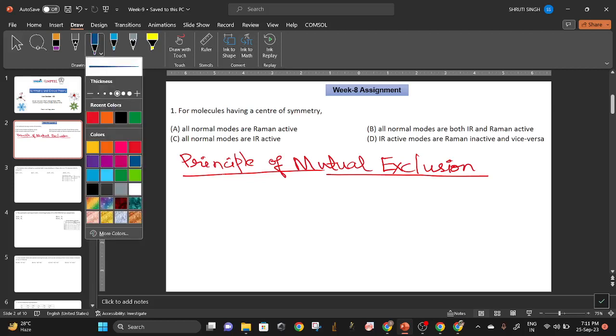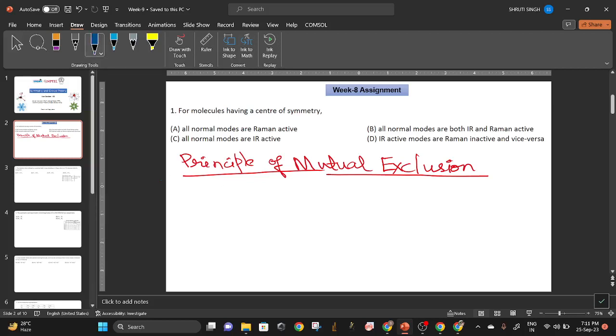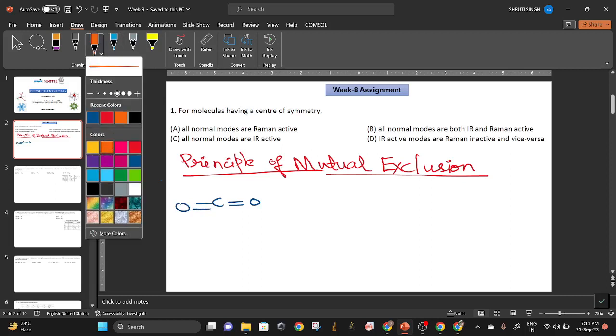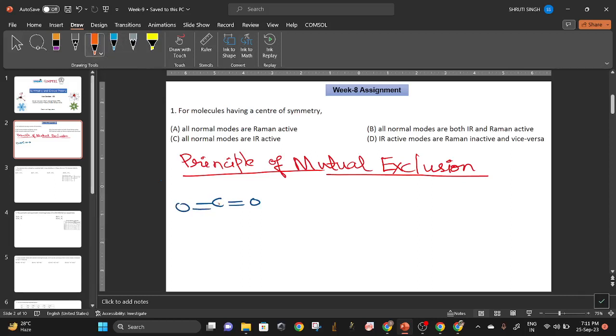Okay, so there is this principle which says that if a molecule, for example, let's take CO2, has a center of symmetry, right? Yes, ma'am. Where is it? At the carbon atom. So it has a center of symmetry at this point, at the carbon atom.